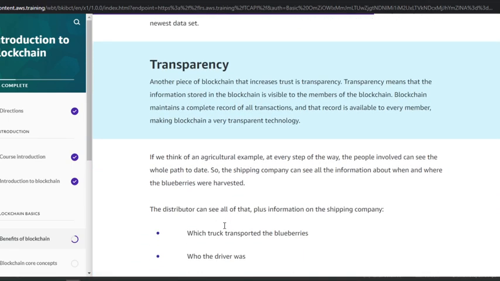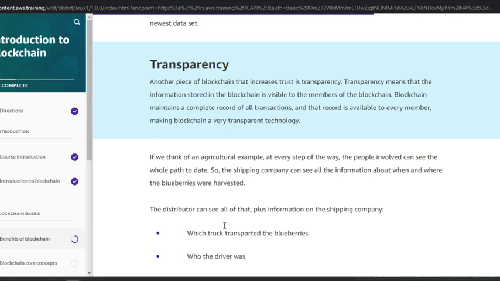Transparency. What is transparency? Another piece of blockchain that increases trust is transparency. Transparency means that the information stored in a blockchain is visible to the members of the blockchain. Blockchain maintains a complete copy of all transactions, and that record is available to every member, making blockchain a very transparent technology.